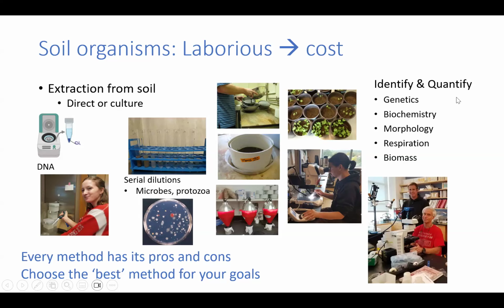So techniques for identification and quantification can range from genetics and biochemistry. Those are especially needed for the microbes. And then morphology for some of the larger soil microfauna. And then it could be just measures of gases like respiration or estimating biomass.